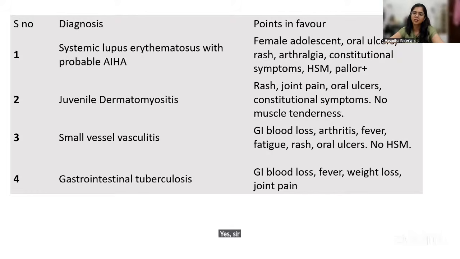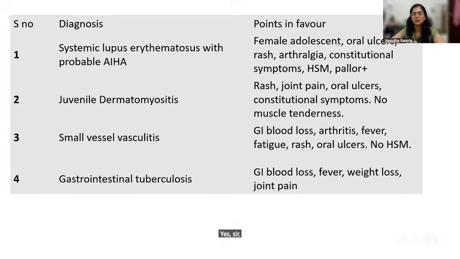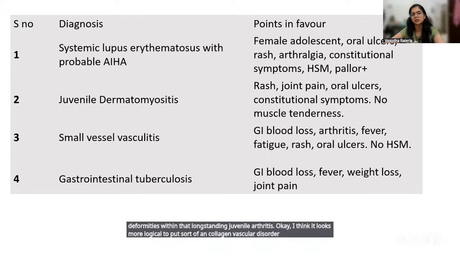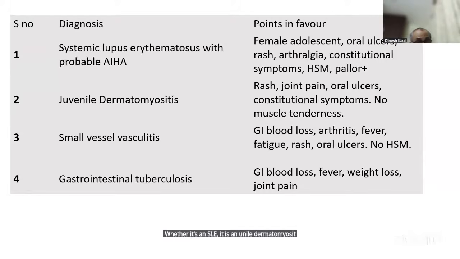Months, 7 months duration of illness, you might find some amount of deformities with long-standing juvenile arthritis. I think it looks more logical to put a sort of a collagen vascular disorder, whether it's an SLE, or it is a juvenile dermatomyositis. You should definitely consider vasculitis.